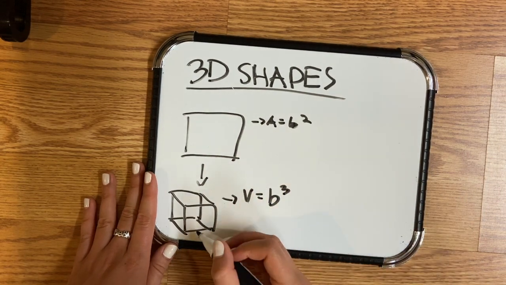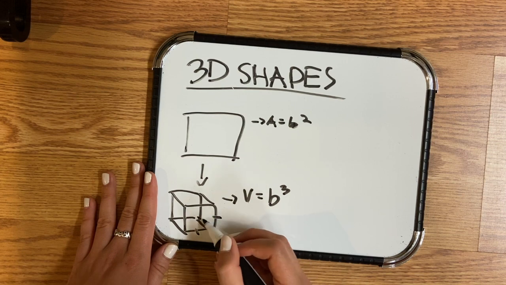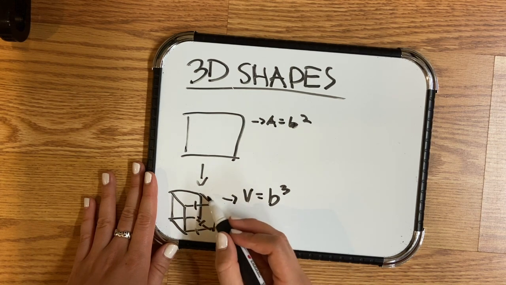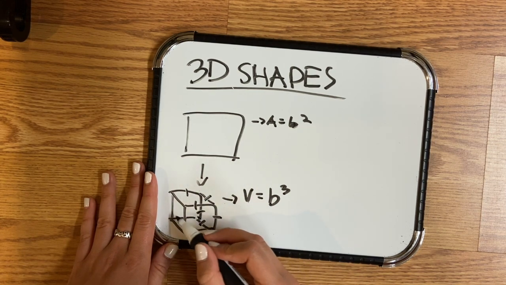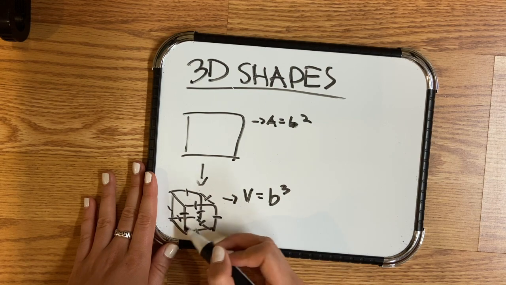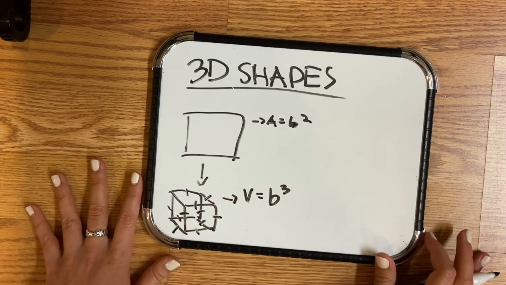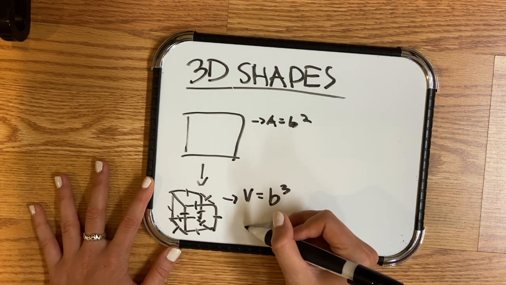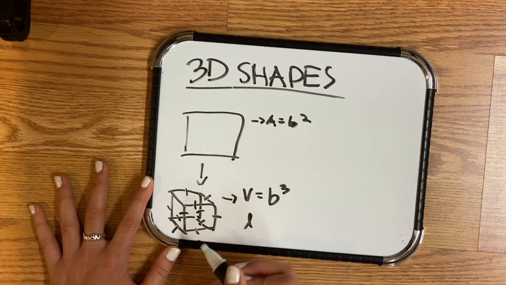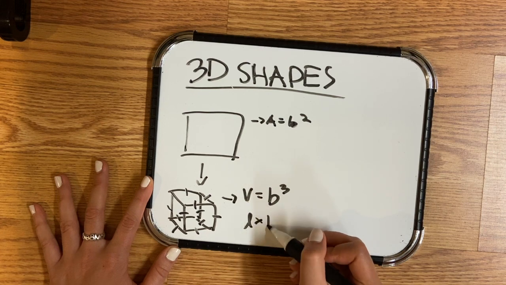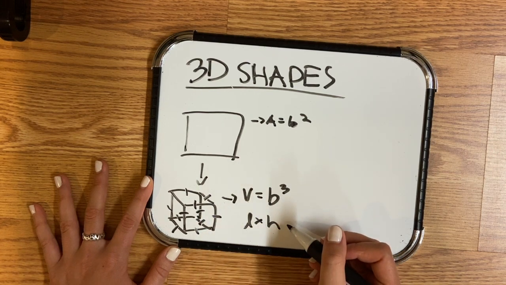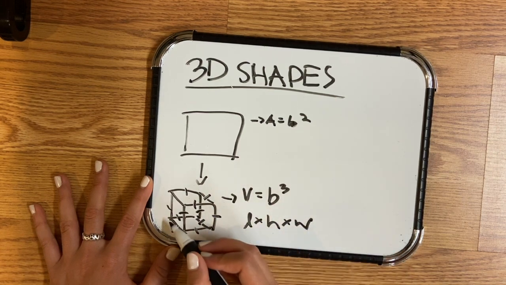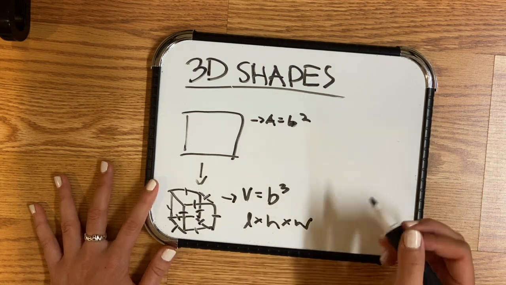Because if you think about it, this side is equal to this side is equal to this side, and so on. They're all equal sides. And think about it as multiplying the length of the cube times the height of the cube times the width of the cube. So let me give you an example.